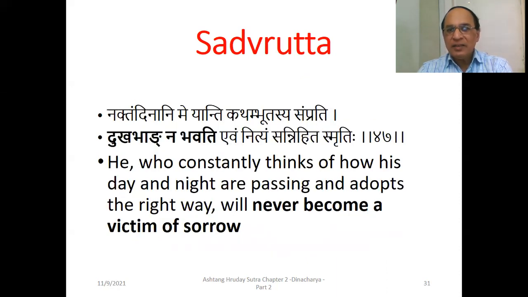Naktam dinani me yanti katham busya samprapti dukkha bhaga na bhavanti evam nitya sanhita smriti. This shloka is important. He who constantly thinks of it, how his day and night are passing, is very careful with his own life, and adopts the right way as mentioned by Vagbhat in this whole chapter, will never become a victim of sorrow.